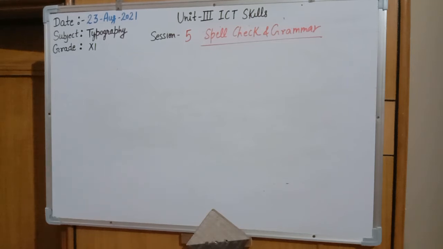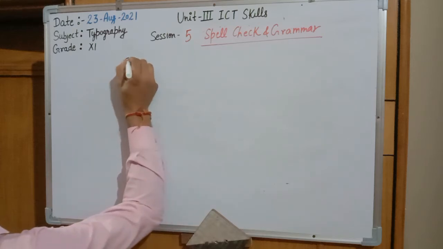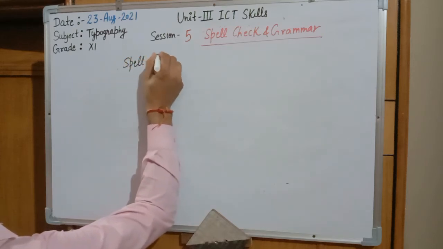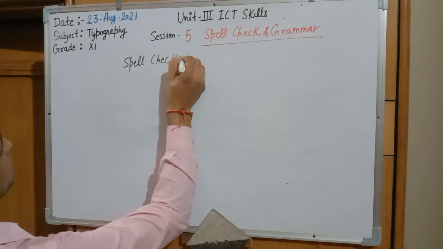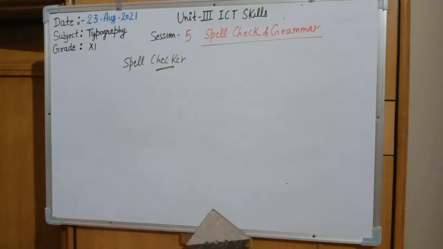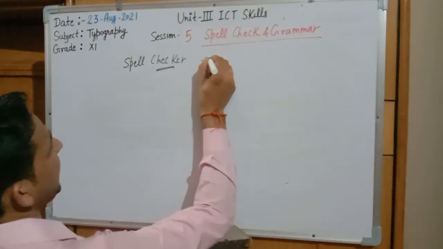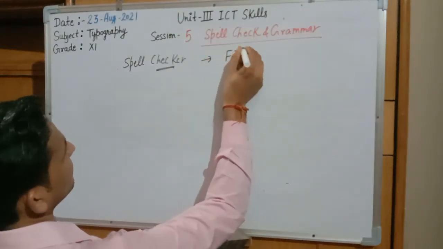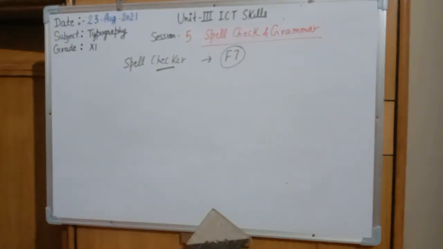Spell check, the major concept is the spell checker. Spell checker will help to check the spelling. Spell checker is the option that will help to check the spelling in a document. So how to start the spell check? Just press the F7 shortcut key. It will open the spell checker window. You can start by F7.